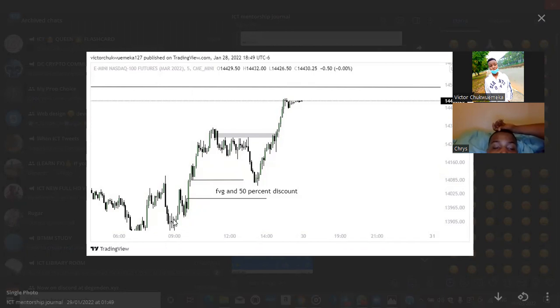Okay, this is an order block. This down close candle. You can see the move in price. Price kept pushing without a down candle. And this is the fair value gap, and this will guarantee your entry. And this is 50% discount on price.